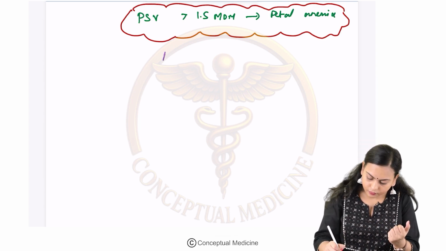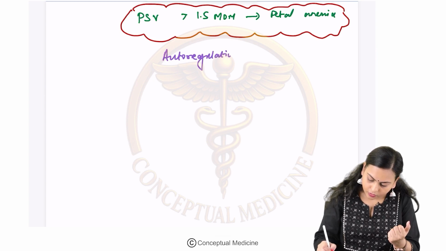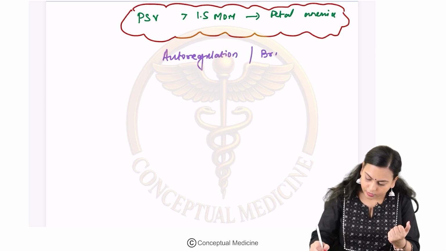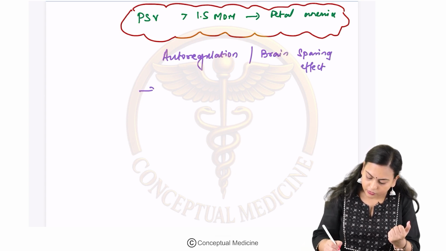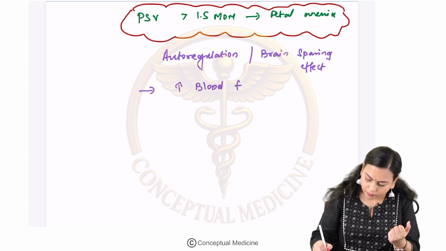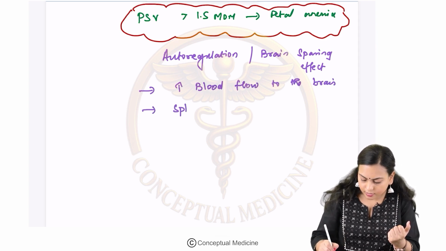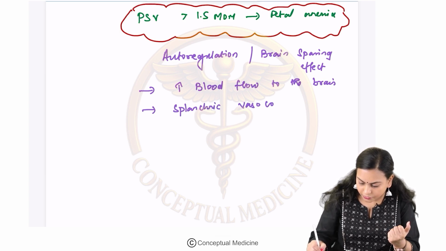So, auto-regulation or brain sparing effect. Okay. So, there is increased blood flow to the brain and everywhere else there is splanchnic vasoconstriction.